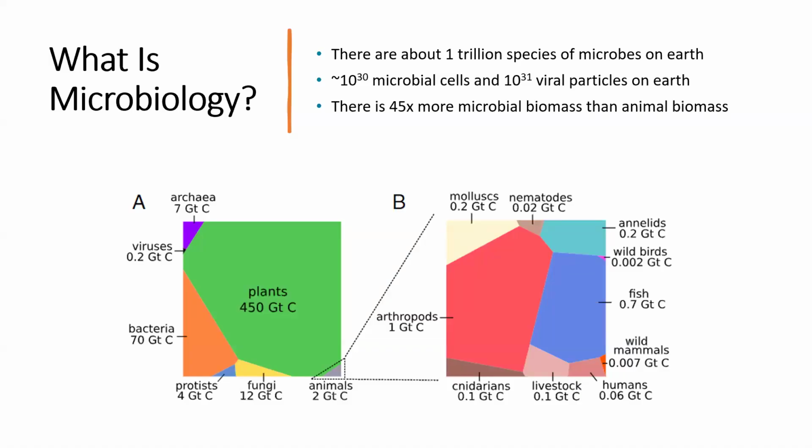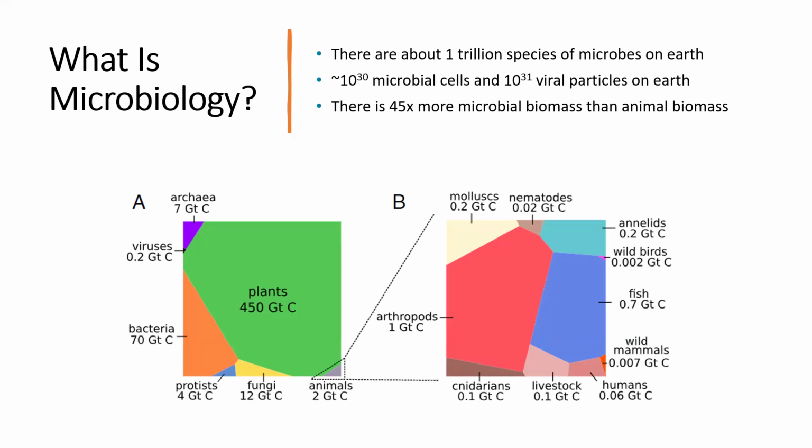Now, it's not all about numbers. Microbes are little, so there can be a lot of them, but is it important? Well, the reality is yes. Not only is it important that there are a lot of individual microbial cells, there are a lot of microbial species. There are estimated to be approximately 1 trillion species of microbes on Earth.